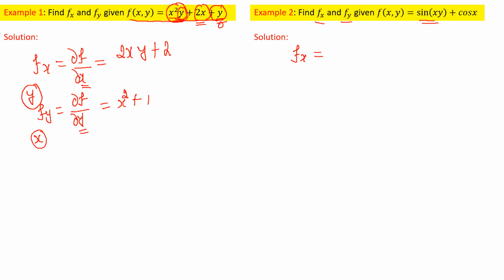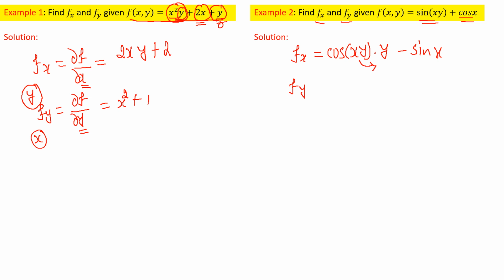First you have to write the derivative of sine. So derivative of sine is cosine xy, and then using chain rule we have to differentiate this with respect to x. So derivative of xy with respect to x will be y. Second term cosine x. So the derivative of cosine x will be minus sine x.